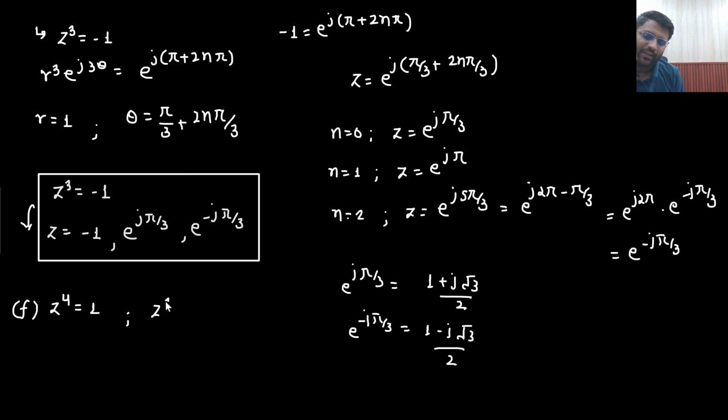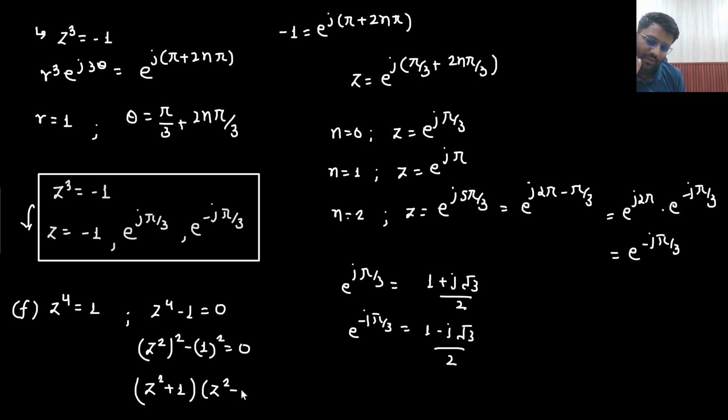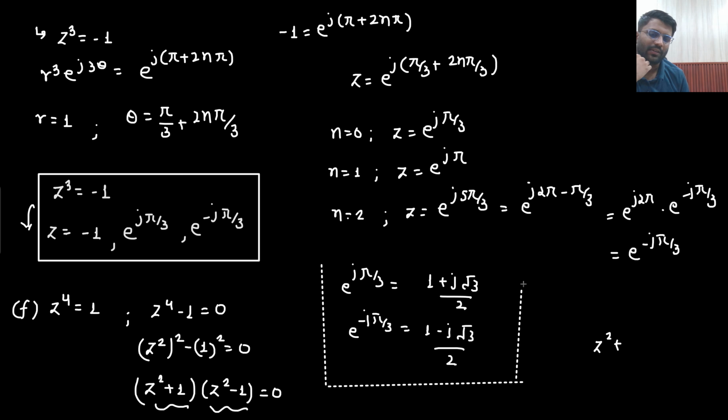What I can do is write it down as z to the power 4 minus 1 equals 0. Can I write this as a square minus b square? Right? A square minus B square I can apply: z square plus 1 times z square minus 1. Can I solve these equations? Z square plus 1 equals 0, let's keep this aside.